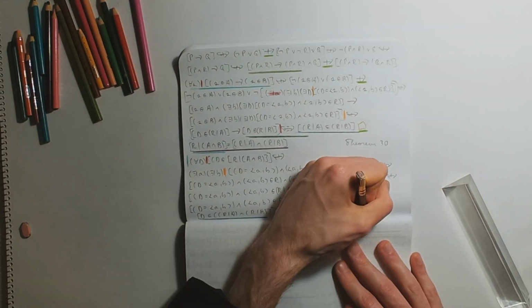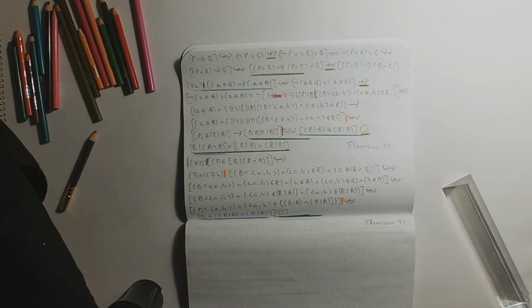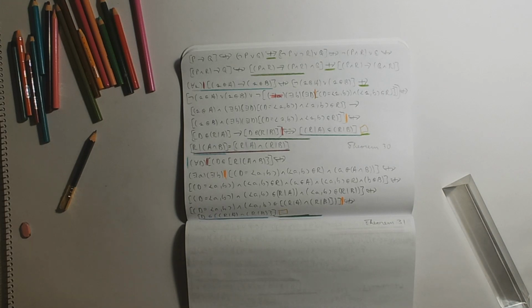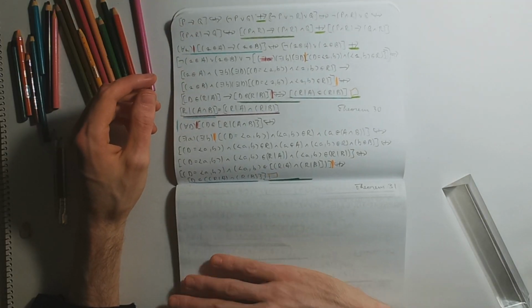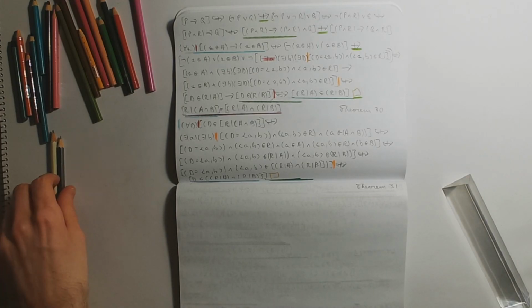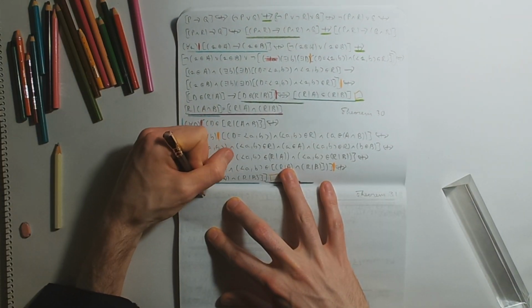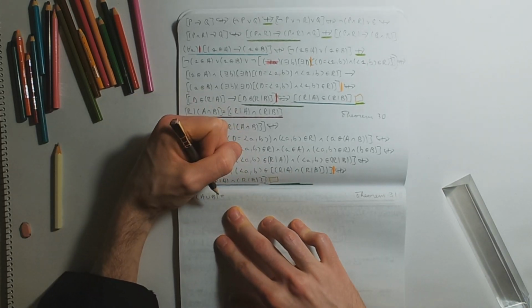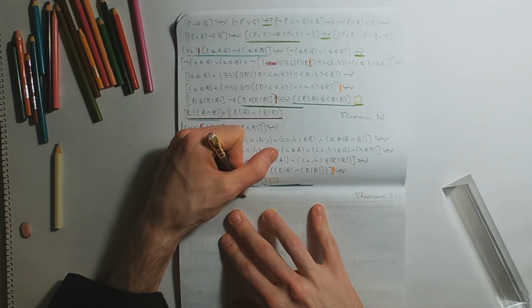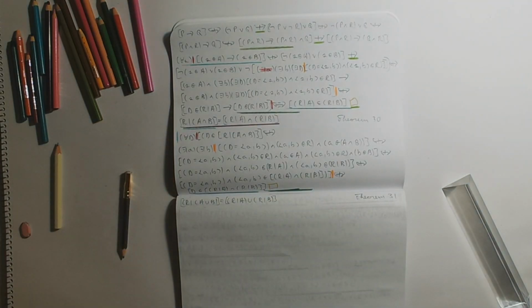Now what? Theorem 31. Right, R pipe A union B is equal to R pipe A union R pipe B. Okay.